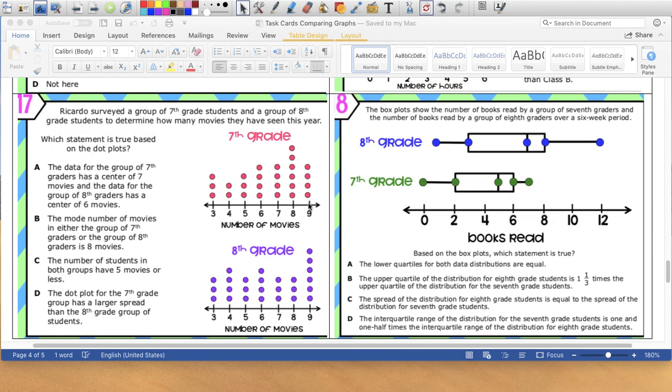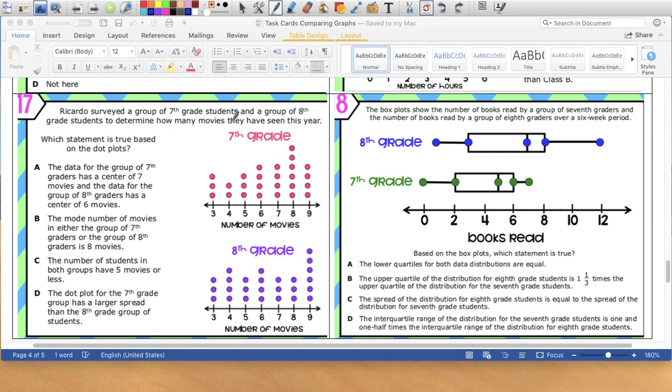17. Ricardo surveyed a group of 7th graders and a group of 8th graders to determine how many movies they have seen this year. Which statement is true based on the plot? The data for the group of 7th graders has a center of 7. And the data for the group of 8th graders has a center of 6. Does this have a center of 7?